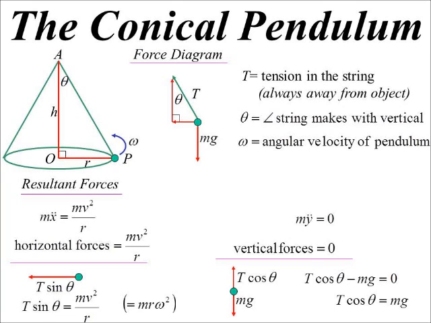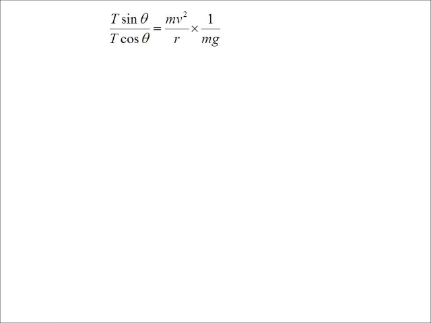One of the common things we do is say, well, let's combine it and get rid of the tension. So I go T sine theta over T cos theta, the tensions will cancel. And I just get sine theta on cos theta is mv squared on r times 1 on mg, and I get a way I can find the actual angle. If I know its velocity and I know the radius, I can sub in and get the angle. Or I could rearrange it if I wanted to find the radius or if I wanted to find the velocity. With angular velocity, that would turn out to be r omega squared on g.